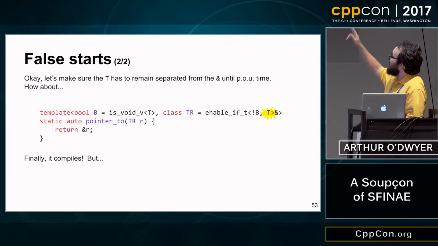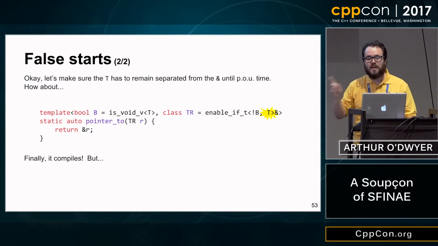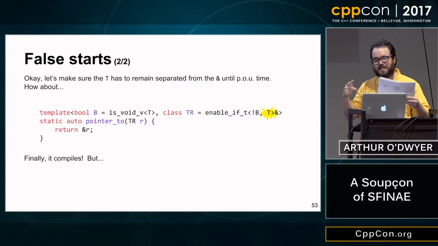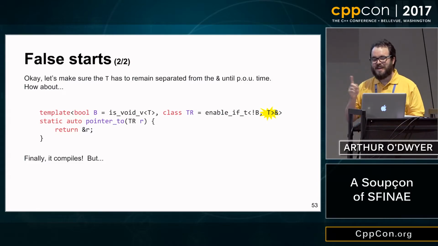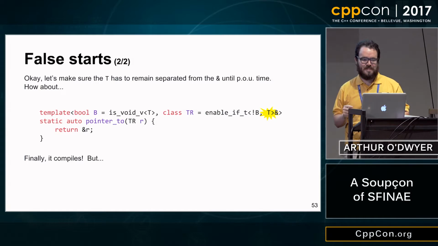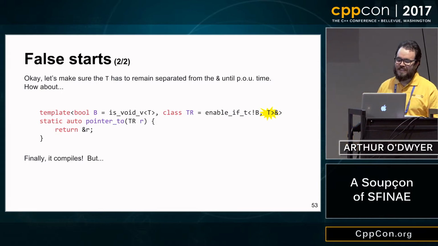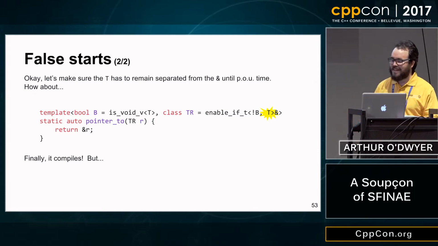Got enable_if_t not b of T. And now you don't know what that type is, compiler. You don't know enable_if_t of some stuff. You can't compute that. But whatever that is, I'm going to take a ref to it. So now you definitely can't evaluate that until the point of use. And we do this, and finally the compiler is happy, and it compiles.